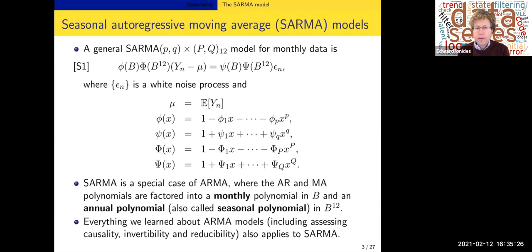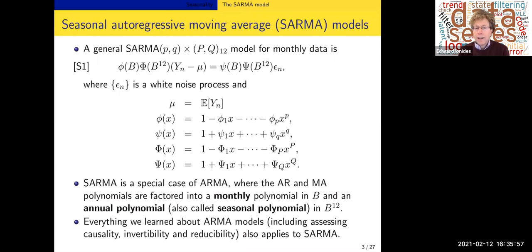And epsilon n is a white noise process, mu is the expected value of y n, and I've written out the monthly and seasonal polynomials here just to set the notation. So we use capital letters for the annual or seasonal part, and small Greek letters for the monthly part.